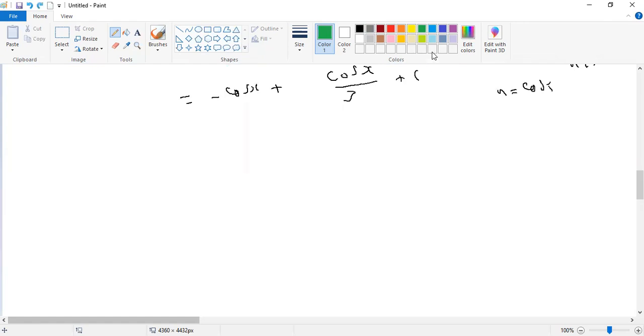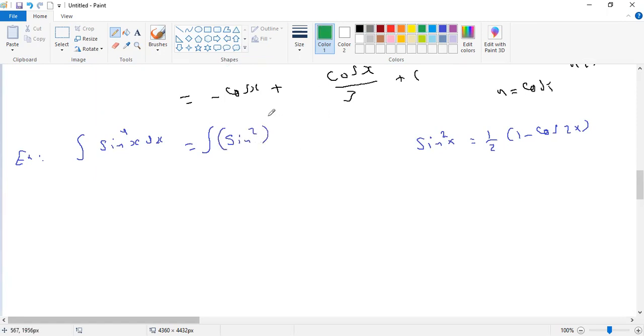Now an example: if I have the integral of sine power 4 x dx, what about sine power 4? We know from the identity that sine squared is half of 1 minus cosine 2x. Sine power 4, I can write in this way: sine squared all to the power 2, since 2 times 2 is 4. Sine squared x, dx.